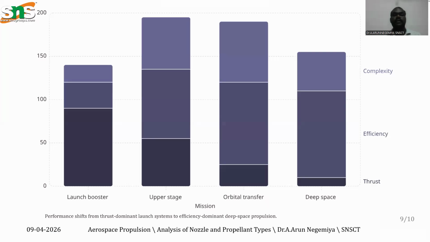So these are all the cases. Electric is suited for deep space. Low thrust can be found for the upper stage. High thrust can be found for the launch booster. The thrust is very high, but efficiency and complexity are very low.